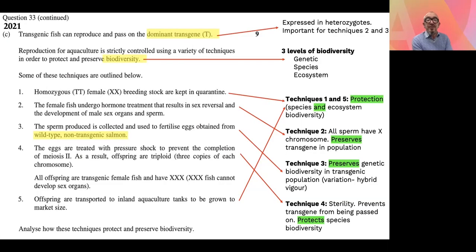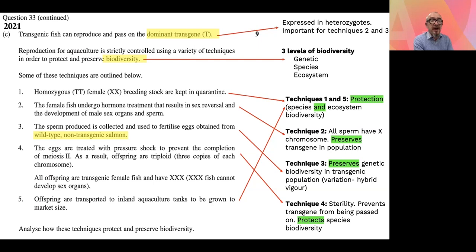I wanted to take you through, again from a very recent paper, the 2021 paper, a question worth 9 marks. So that's as big as it gets in a biology paper, and it reads as follows: transgenic fish can reproduce and pass on the dominant transgene, capital T for trait, and that's really important because you're going to need to refer back to the fact that it's dominant when you actually construct your response. Reproduction for aquaculture is strictly controlled using a variety of techniques in order to protect and preserve biodiversity.